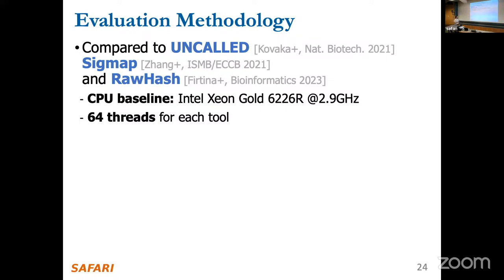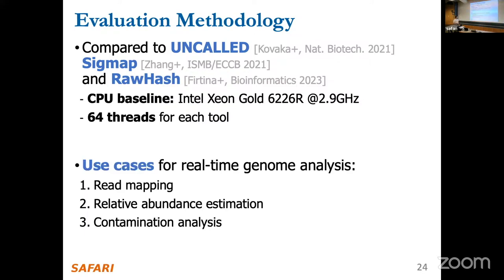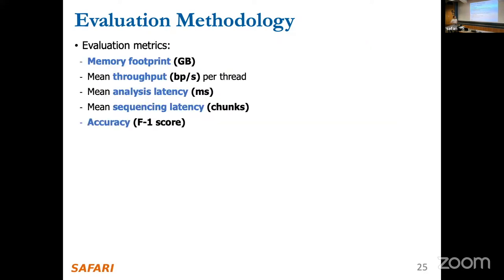So we evaluate this on a fairly recent CPU. We used 64 threads for multiple baselines, including RawHash. And then we evaluated 3 use cases. Basically, we ran the equivalent evaluation again that we had in RawHash to show in a fair manner that, yes, look, in the same setting, this really works well with alignment. Okay, so our metrics that we focused on here were memory footprint, throughput, analysis latency, and sequencing latency.